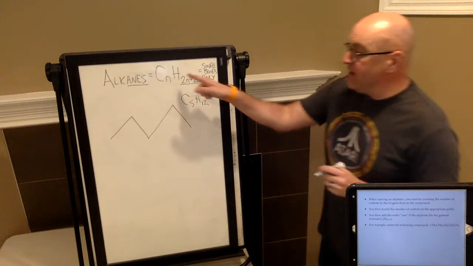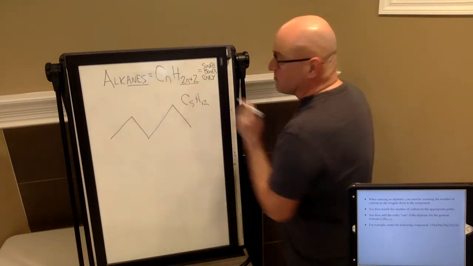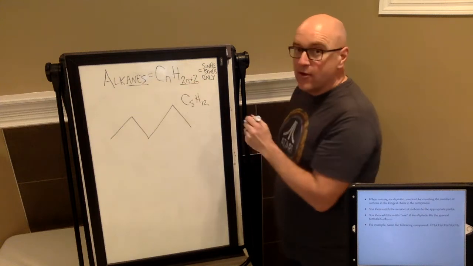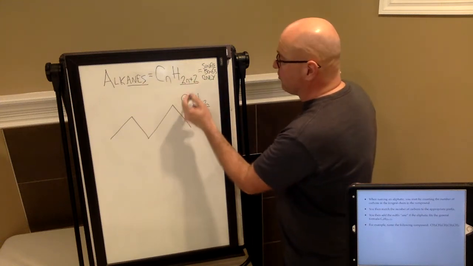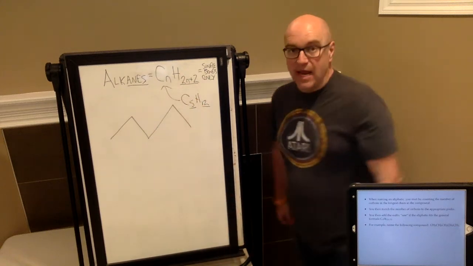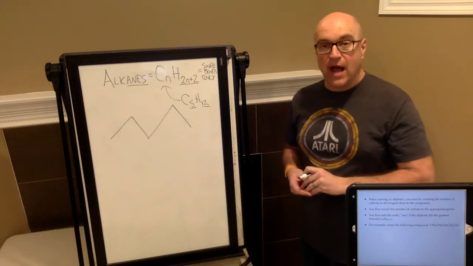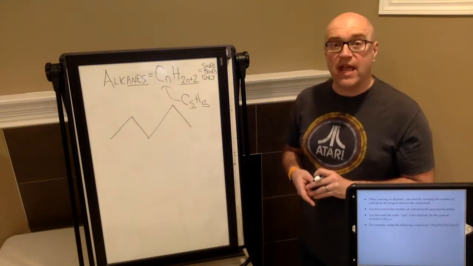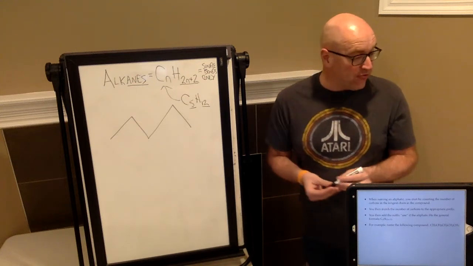C5H12. Does that fit into my generic formula for an alkane? Let's take a look. 5 is my n value. That's 2 times 5 plus 2, which is going to give me a value of 12. You betcha. That's an alkane. If it was an alkene, it would be C5H10. If it was an alkyne, it would be C5H8, because of the generic formulas for each of those.